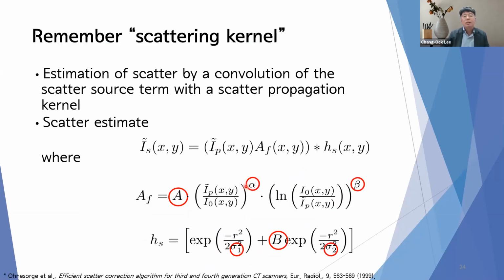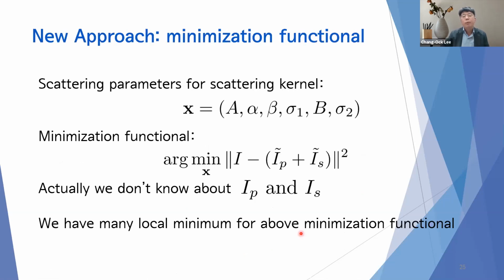Okay, now let's see the scattering kernel again. So this is a magnitude, and this is another parameter. Also, this is a parameter, and sigma 2 is also a parameter. B is another magnitude. So in this case, we have 6 parameters. So we have the variable x containing 6 parameters, and now we minimize this function: I minus the measured signal, minus the primary signal plus the scattered signal.